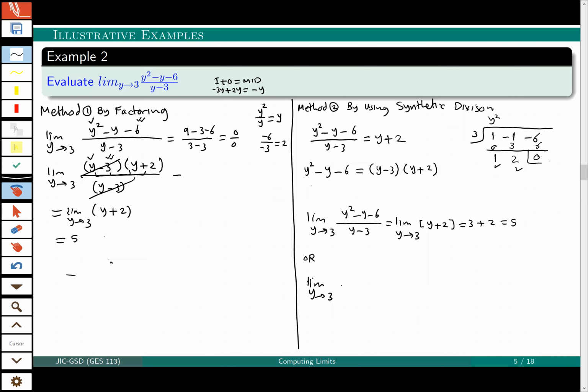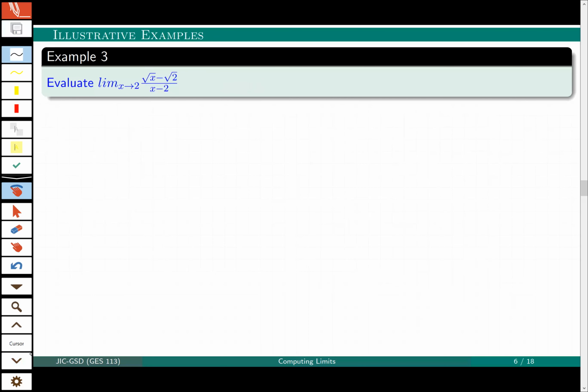Or you could use the other form. Y goes to 3, you have y squared minus y minus 6 divided by y minus 3. This is equivalent to the divisor y minus 3 times the result of the division y plus 2, divided by the divisor y minus 3. So these will cancel out, and you will get 5 as well. So actually we are repeating the same story again and again.